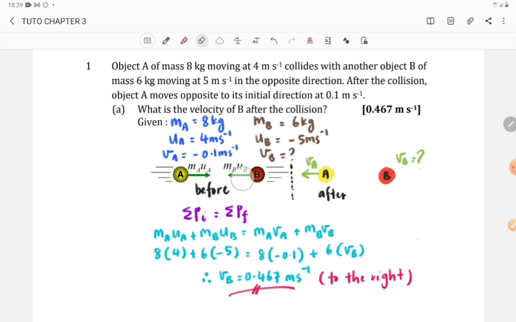So to get VB, you can use the principle of conservation of linear momentum. Before we apply this principle, we need to picture the situation by drawing a diagram first, before collision and after collision. And then you expand this principle, which is MAUA plus MBUB is equal to MAVA plus MBVB. Substitute all the values, including its sign convention, which is for UB and VA should be negative values. And finally, you will get VB is equal to 0.467 meter per second, which is directed to the right.